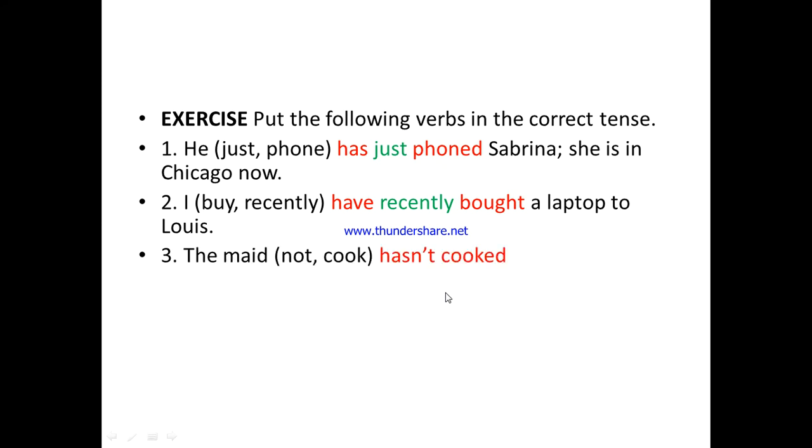The maid not cook. We have the verb cook and we have the negative form here. عندنا النفي. بالنسبة للنفي هو سهل جدا. نستعمل hasn't or haven't زائد the past participle. So the maid hasn't cooked dinner yet. يعني العاملة أو الشغالة لم تطبخ العشاء بعد.